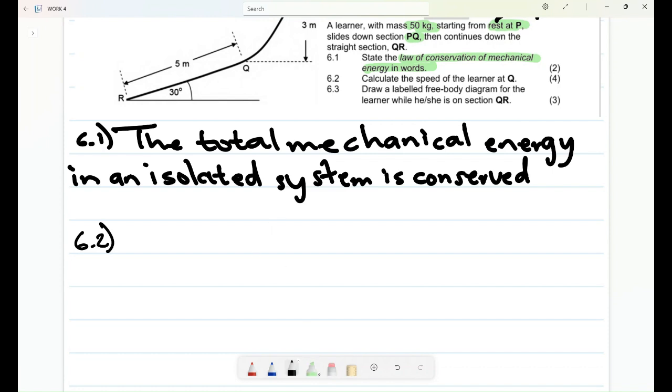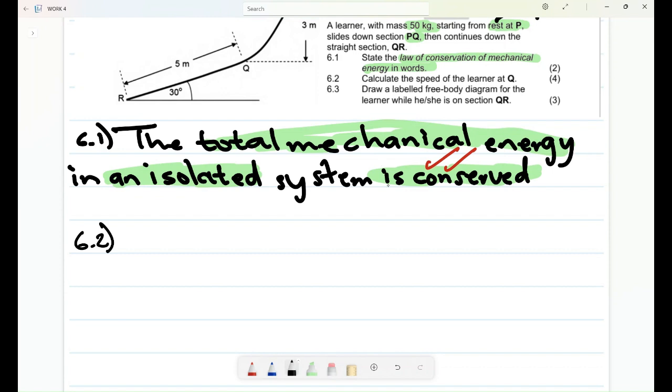I repeat. The keyword is the total mechanical energy. Total mechanical energy, where in an isolated system, what about it? Remains the same or is conserved. Keywords. If you miss any word here, they take minus 1 or they take all the marks. Easy 2 marks. Now let's go to 6.2.